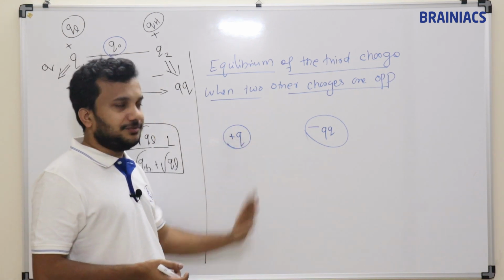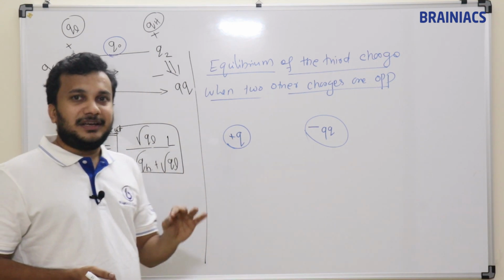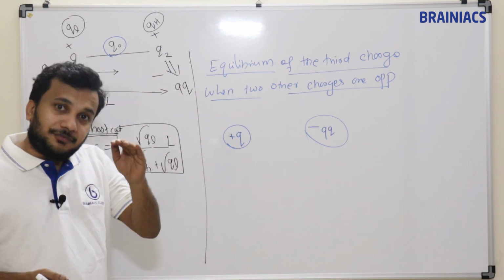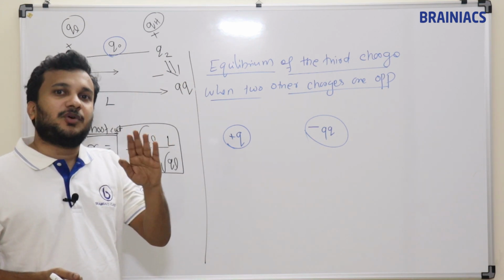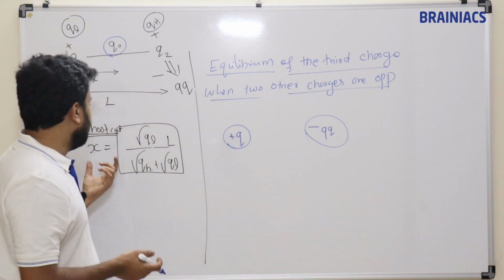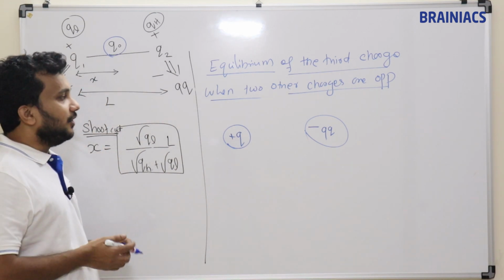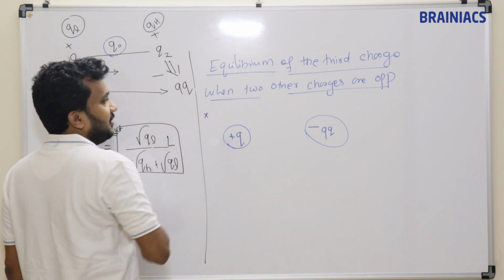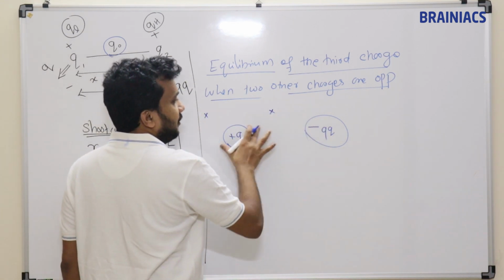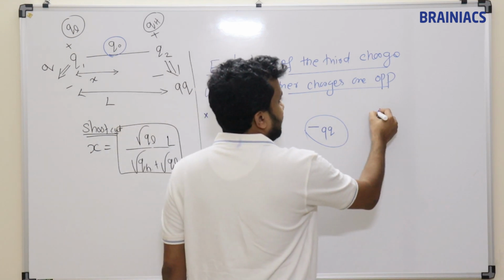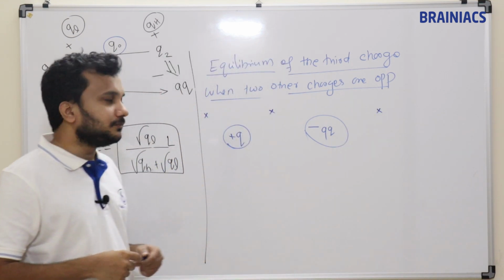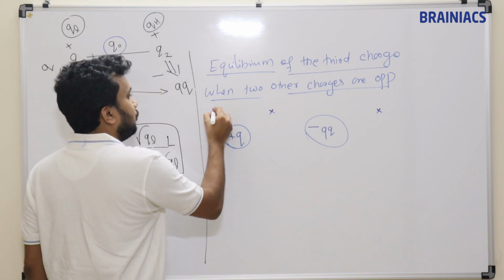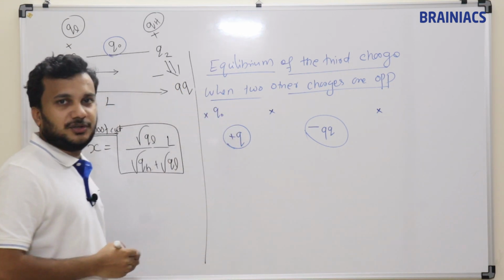Now here the situation is different. Here also we need to find out where the equilibrium position will come first. From there we will start and find the value of x. So now we'll take three positions: the left side position, somewhere in between the two charges, and the right side position. Now I am assuming my third charge value is called q0.